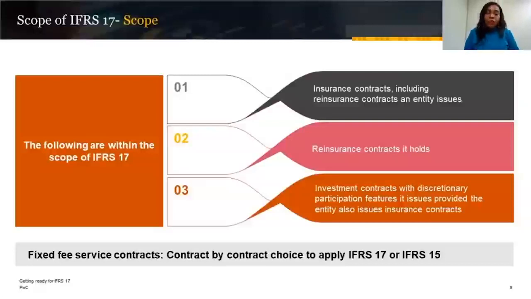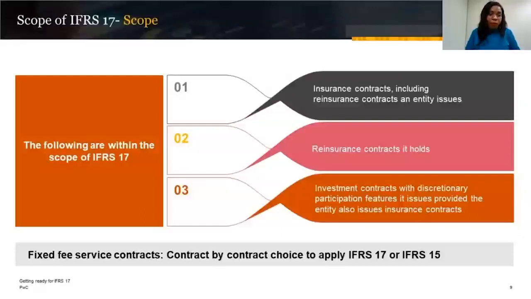Then for your fixed-fee service contracts, this would be relevant for, let's say, health insurance companies. You could also have some other insurance products that, when you analyze them, you realize that you're basically offering to provide a service to the customer for fixed amounts over a period of time. Things like your maintenance contracts, some of your health insurance contracts. For those contracts, you have a policy choice to either apply IFRS 17 to them or to measure them using IFRS 15, the standard that deals with revenue recognition.